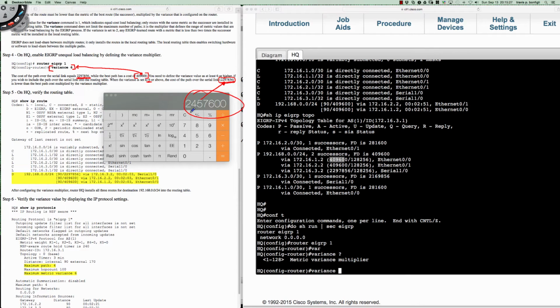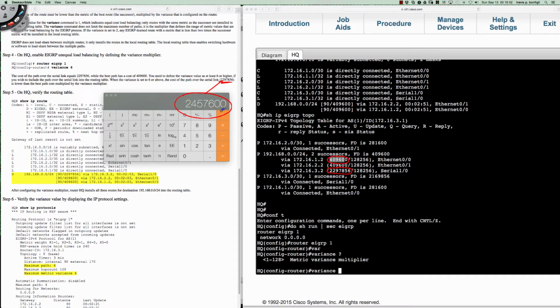And again, the easy way to calculate that is to simply take the metric of the current feasible successor and divide it by the metric of the current successor. And if you end up, like I said, with a fraction, you would simply round up. You're going to round up to make sure that the product of that multiplication is more than the metric of the feasible successor.